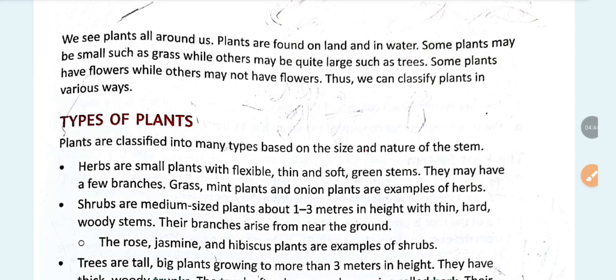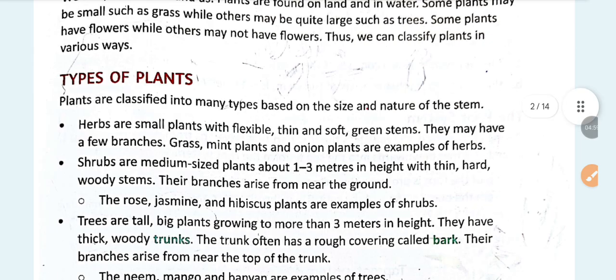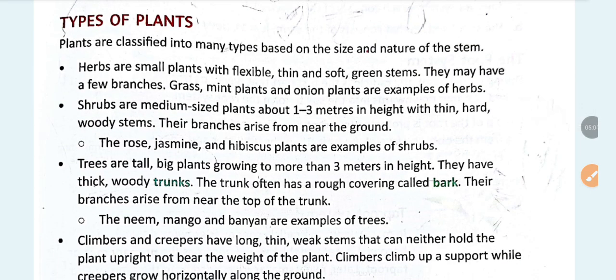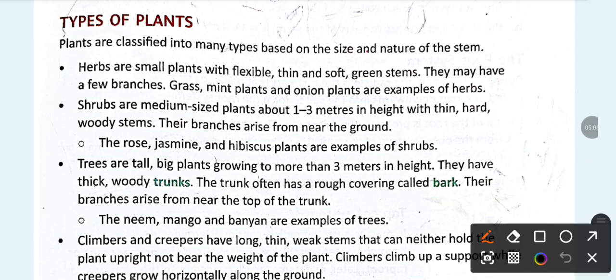So as we are getting to the types of plants, do we all know that plants are found everywhere on earth, and hence we live depending on the plants? So don't we have the right to know all about the plants? In this chapter we are just going to learn that. So now the types of plants. Plants are classified into many types based on their size and nature of the stem.